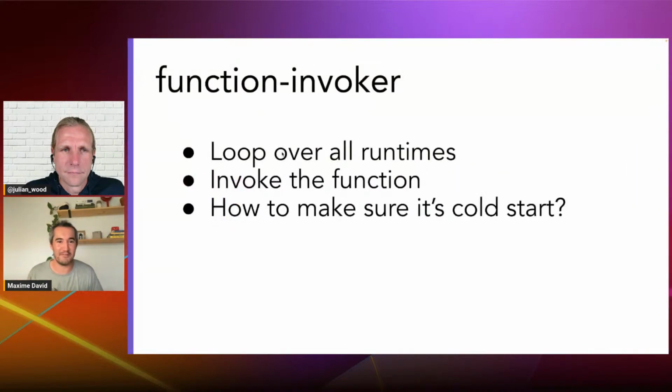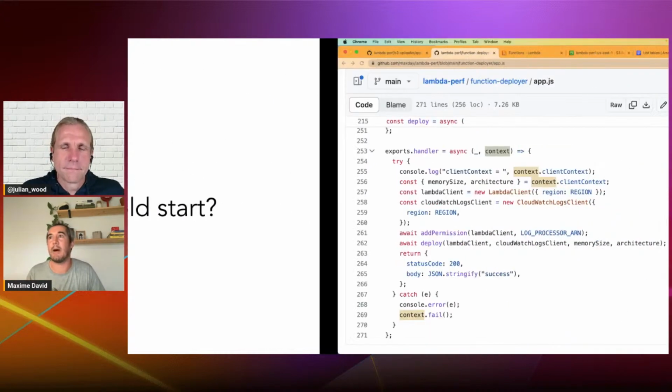Then we need to invoke the function. So there is another Lambda function, which once again loops over the exact same file and invokes the function. We need to make sure that this is a cold start, because as you said, Julian, as soon as one Lambda function is invoked, subsequent calls will be warm. So we need to make sure this is a cold start. And the example you told a bit before was to update, for instance, an environment variable. So this is exactly what's happening.